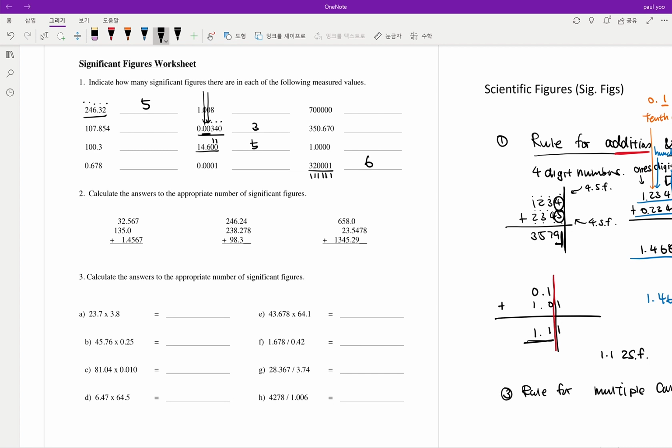Try to fill out the rest. Make sure you use the rule of addition and subtraction we learned right here. And for these, use the rule for multiplication and division. So try all questions and pause the video right here. Try all the problems and I'll show you the answers in 10 seconds.